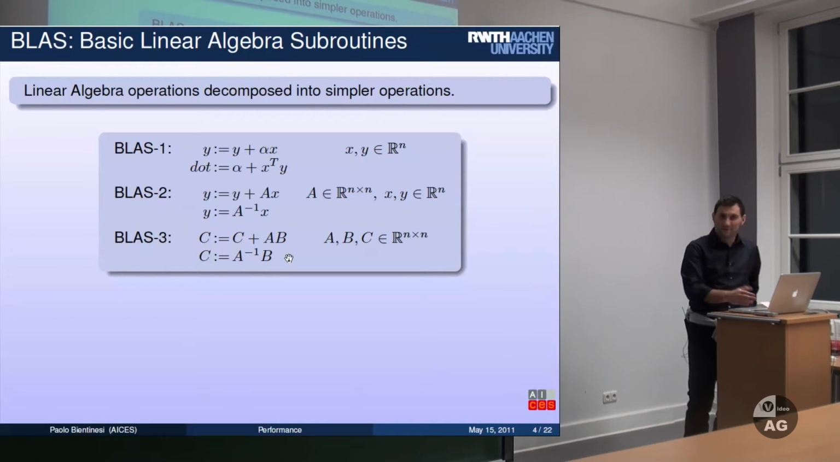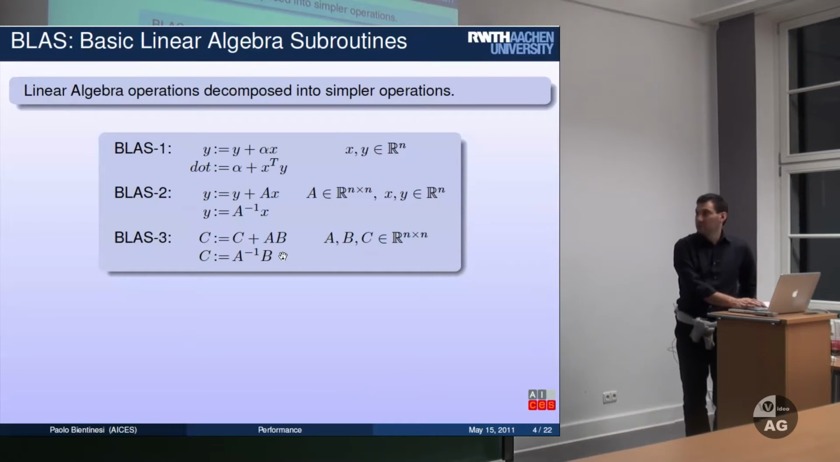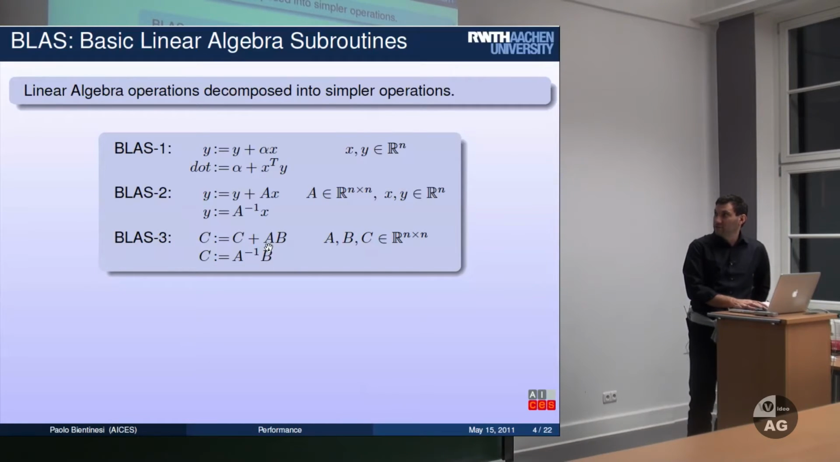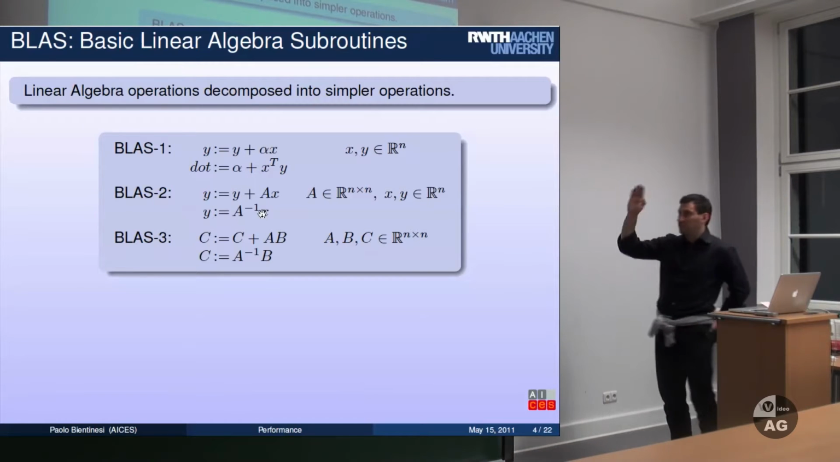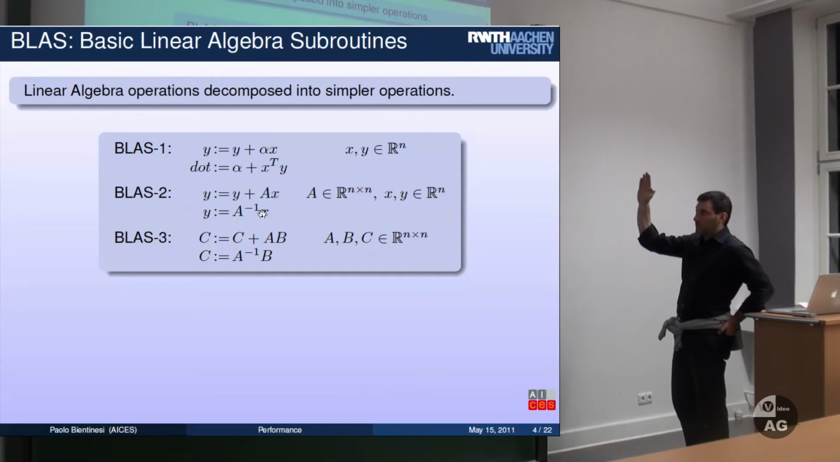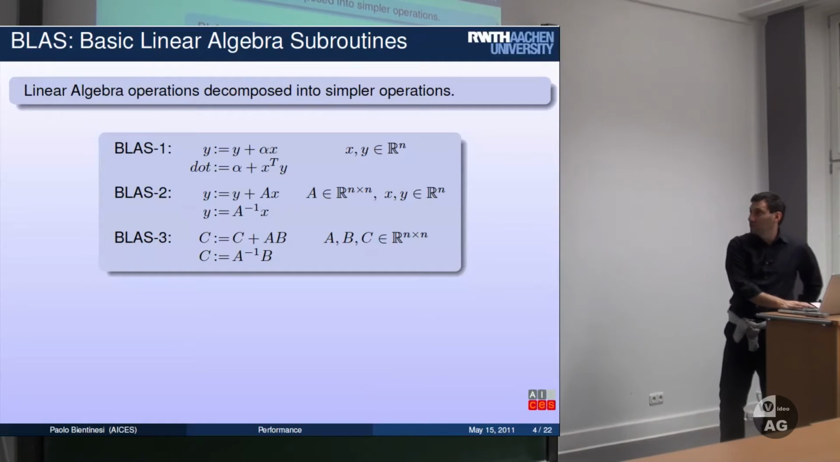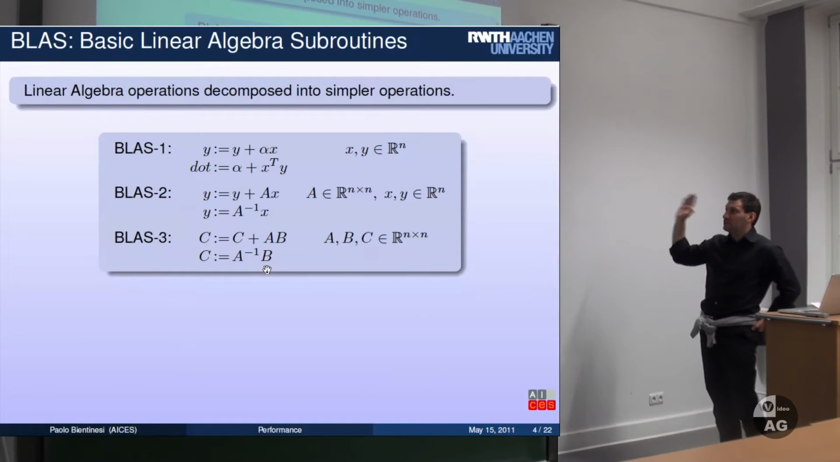Say it, just say it. Okay. It's not a matrix inverse, it's the solution of a triangular system. The difference is that here I was solving for one right-hand side, one vector. Over here, I'm solving for a collection of right-hand sides.